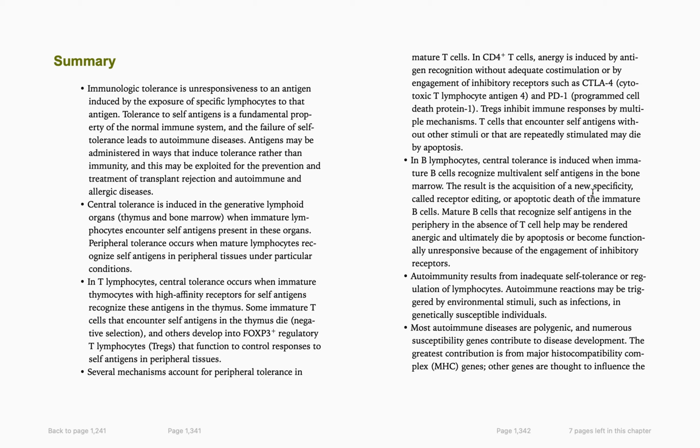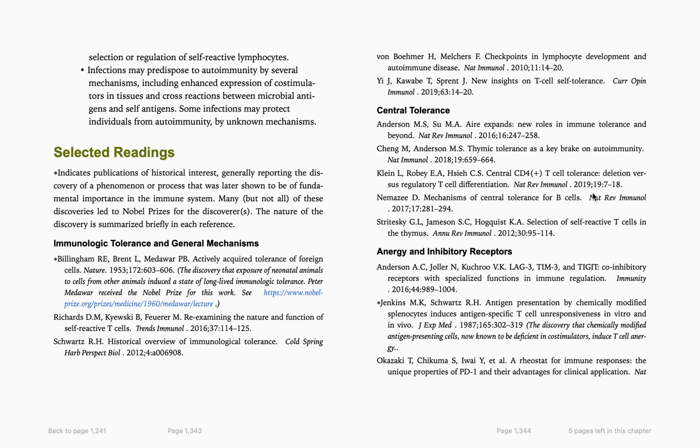Autoimmunity results from inadequate self-tolerance or regulation of lymphocytes. Autoimmune reactions may be triggered by environmental stimuli such as infection in genetically susceptible individuals. Most autoimmune diseases are polygenic, and numerous susceptibility genes contribute to their development. The greatest contribution is from the major histocompatibility complex. Other genes are thought to influence the selection or regulation of self-reactive lymphocytes. Infection may predispose to autoimmunity by several mechanisms, including enhanced expression of co-stimulators in tissue and cross-reaction between microbial antigens and self-antigens. Some infections may protect individuals from autoimmunity by unknown mechanisms.